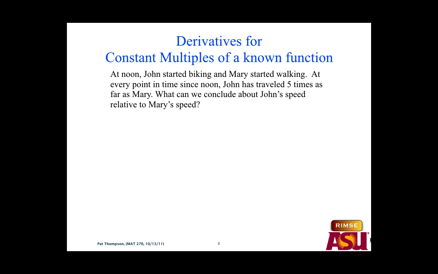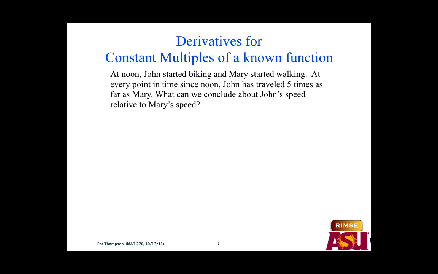All right, so constant multiples of a known function. So suppose that at noon, John started biking, Mary started walking, and at every point in time since noon, John's traveled 5 times as far as Mary. So if we're mapping out their distances traveled, whether they're traveling at varying speeds or constant speeds, so I don't have to come up with a formula for it, however far Mary's gone, John's gone 5 times as far. So how is his speed related to hers at any point in time? It's always 5 times as fast, right?